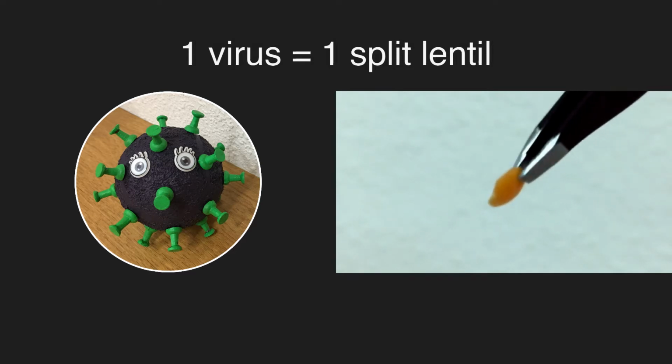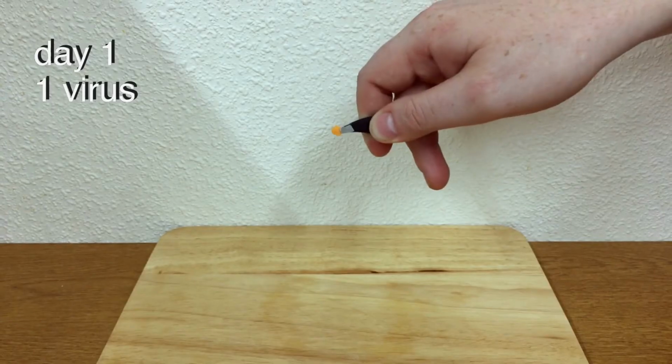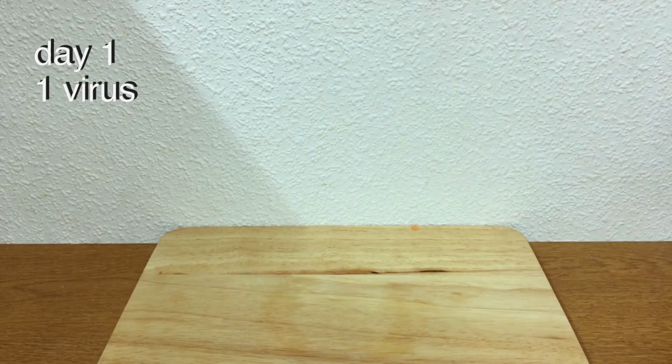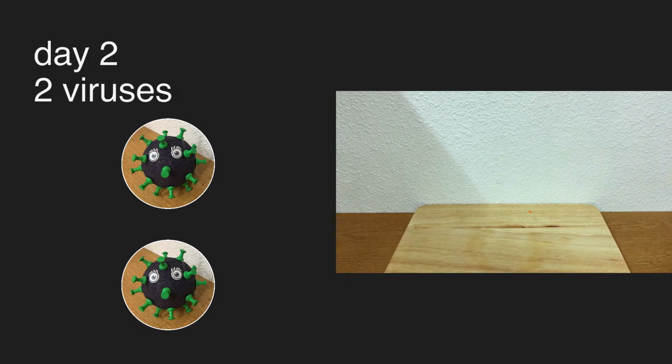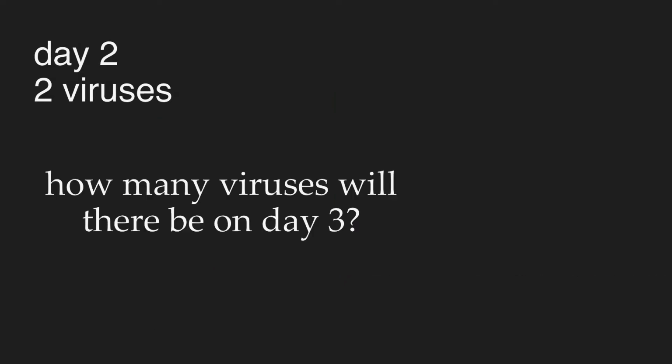To get us started, let's imagine that on day 1 we have one virus, and that every day one virus will turn into 2. Here's the first question. How many viruses will we get on day 3 if each of the viruses on day 2 makes a copy of itself? Will it be 3, 4, or 5? You can pause the video now to write down your answer in the worksheet.